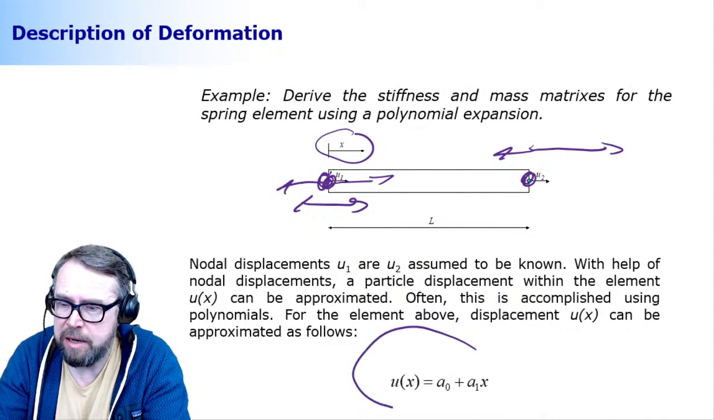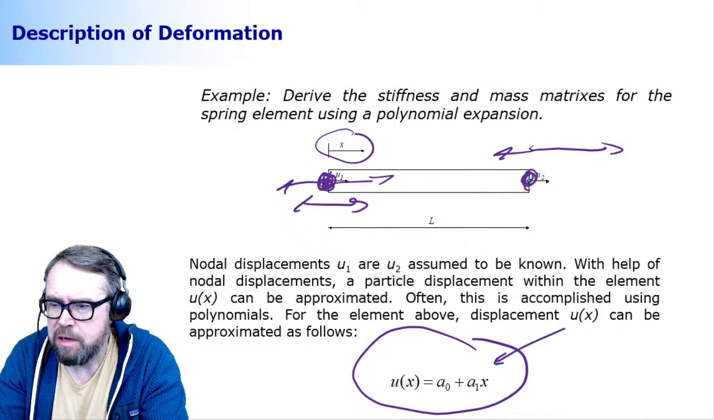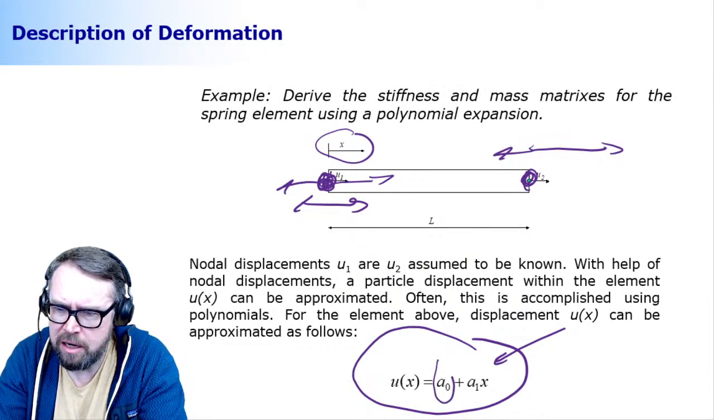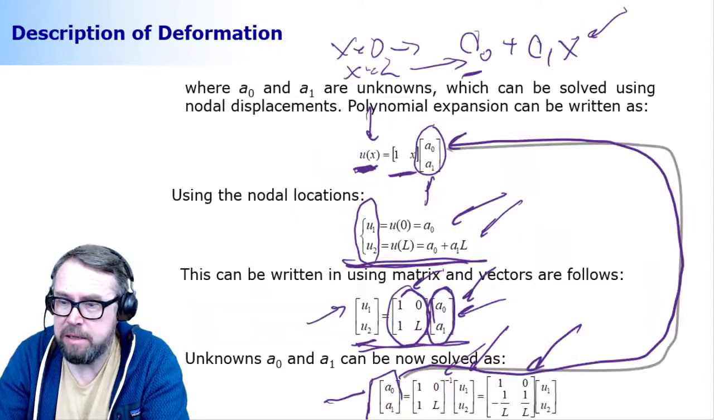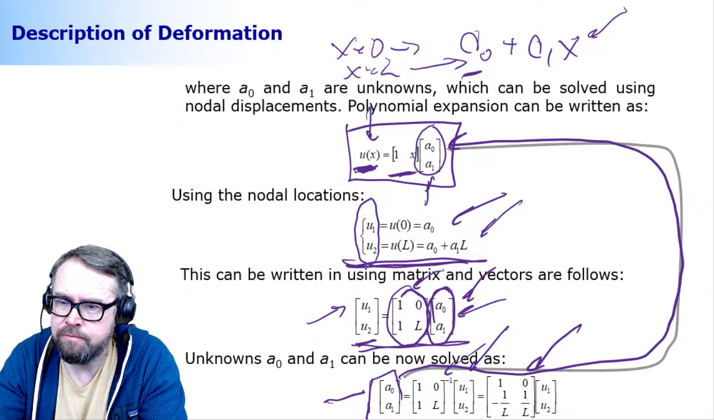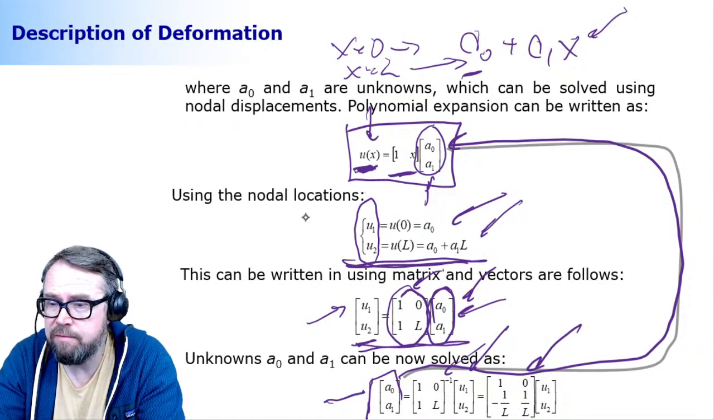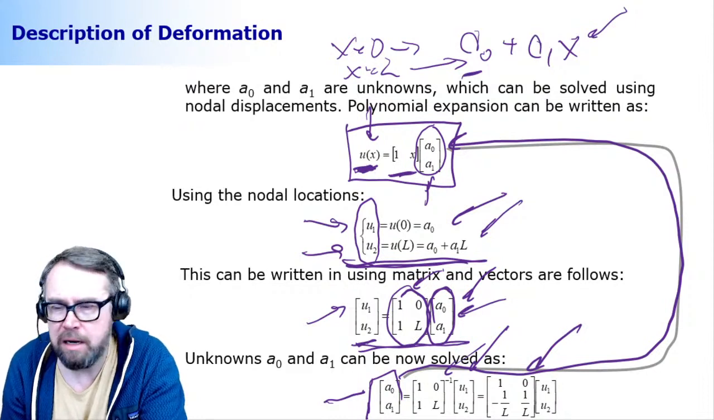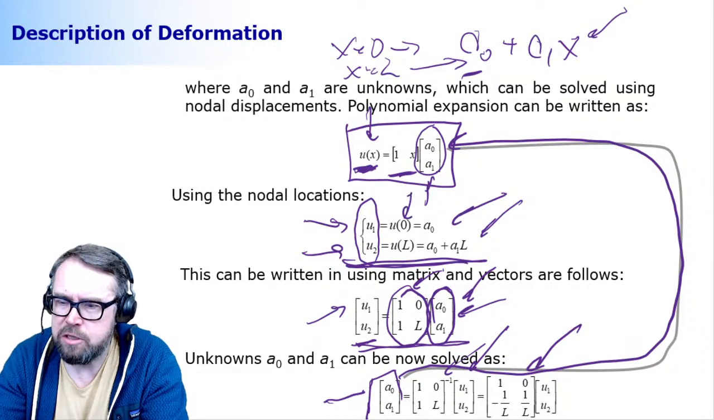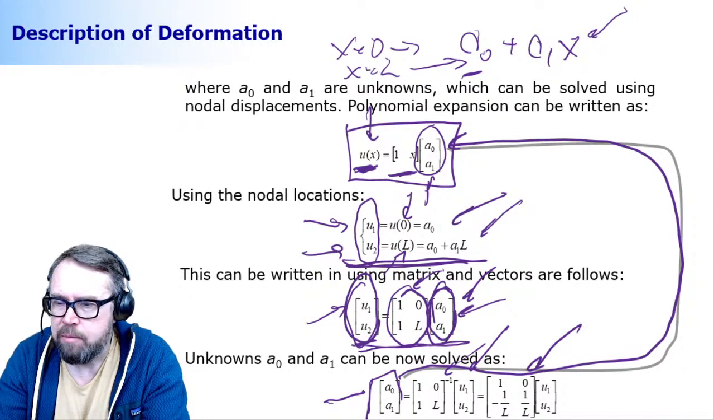I can use the following polynomial expansion to express how the particles between these nodal locations are assumed to move. What I would like to do with this polynomial expansion is express these unknown polynomial coefficients with the help of my nodal displacements. I can do that by first expressing my continuous function, this polynomial, in such a way that I'm introducing the information that I have. I know how the nodal locations are in the very beginning, in the element's initial configuration. I know that the first node is located at position x equal to 0, and the second node is located at position x equal to L. Once I have this information, I can build the relation between nodal displacements and polynomial coefficients.